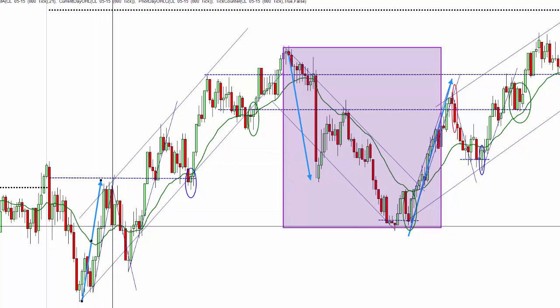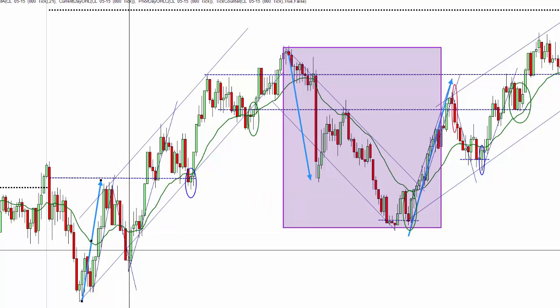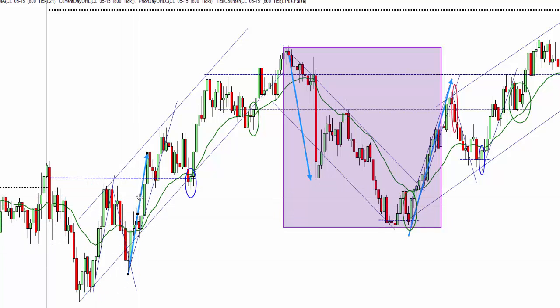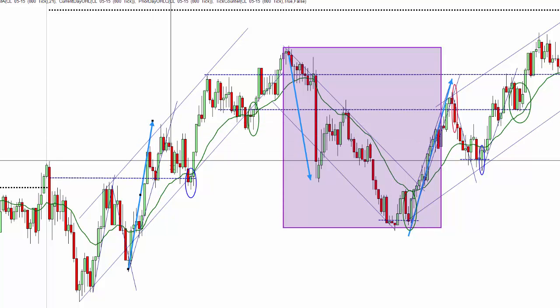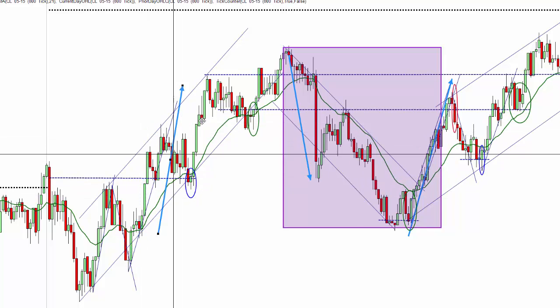And the first pullback to here fails. The second pullback to here, and then it moves out of here. Now it's off a doji, but look at this. Almost perfect move up to here. Extended a little bit more. And pullback right to here.